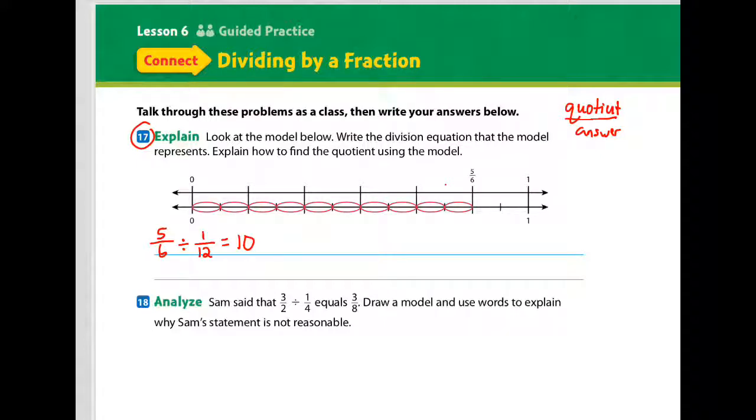Well, I counted how many 1/12ths were in 5/6. There were 10. All right, if you had that one right, give yourself a C. If you didn't, pause the video and make sure you fix that now.